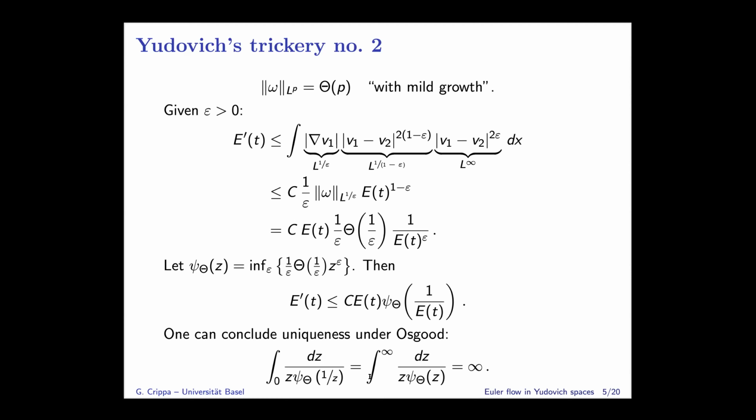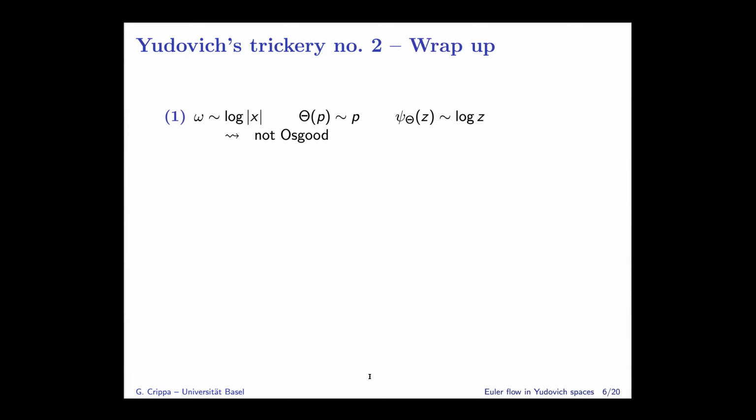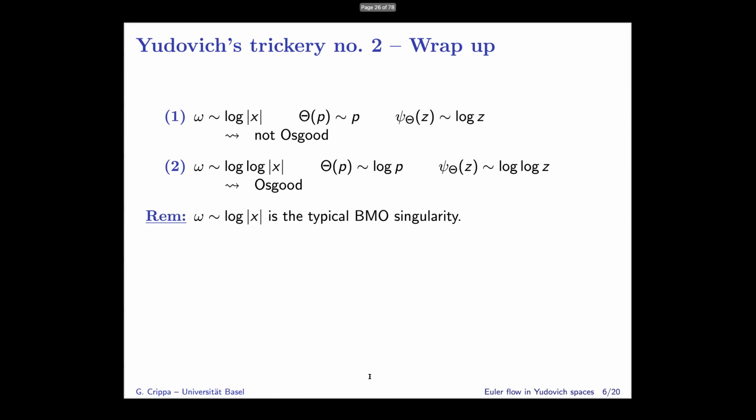The function psi is defined in terms of the function theta, so this reflects very implicitly, that's my message, a condition on the function theta, so on the growth of the L^p norms. Which is rather implicit, but one can do a couple of examples. If omega has a logarithmic blow up, then the function theta grows like p, then the function psi is like log, and then no Osgood property, and the argument does not give uniqueness. If omega has a log-log singularity, then theta grows like log of p, and then psi becomes a log-log Osgood condition. So Yudovich's results on these two special cases, log or concatenations of logs, give uniqueness for a log-log singularity of the vorticity, but not for a log singularity of the vorticity, which is fair enough.